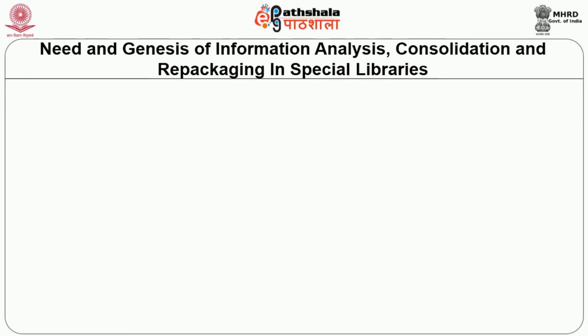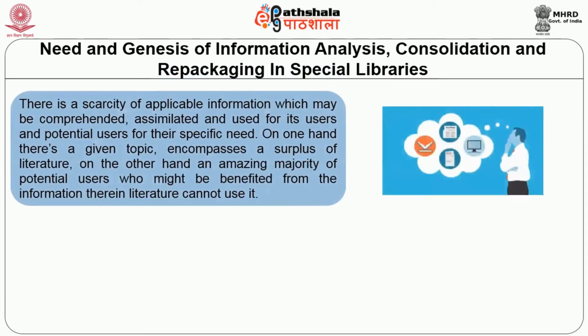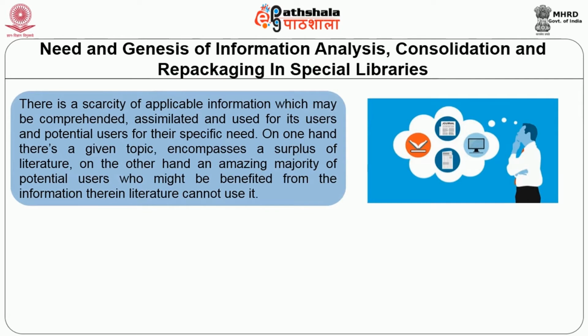Now, what is the need and genesis of information analysis, consolidation and repackaging in specialized libraries? There is a scarcity of applicable information which may be comprehended, assimilated and used by its users and potential users for their specific needs. On one hand, a given topic encompasses a surplus of literature. On the other hand, an amazing majority of potential users who might benefit from the information in that literature cannot use it.